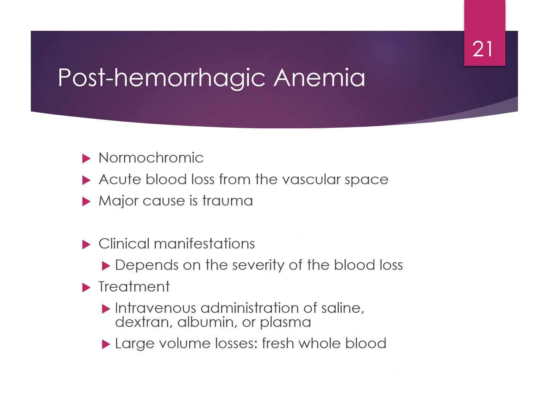Let's start with post-hemorrhagic, which makes sense that post-hemorrhagic would be a normocytic anemia. Usually occurs because of acute blood loss from the vascular space. Usually the major cause for post-hemorrhagic is trauma. And what that patient may present with will depend on the severity of the blood loss.